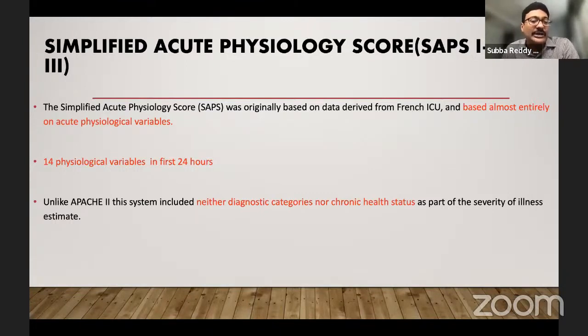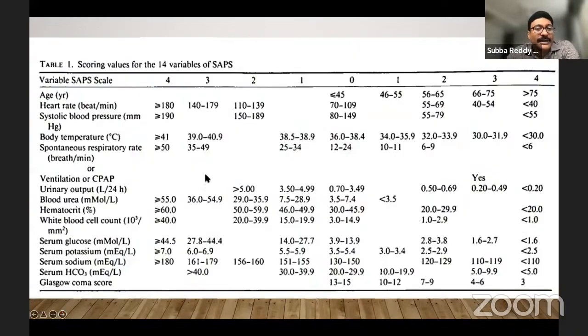There are 14 physiological variables which they monitor in the first 24 hours. Unlike Apache 2, this system included neither diagnostic categories nor chronic health status as a part of severity of illness estimate. So these are the 14 variables used in SAPS: age, heart rate, systolic blood pressure, body temperature, spontaneous respiratory rate, ventilation or CPAP, urine output, blood urea, hematocrit. Almost all the parameters are the same as Apache physiological variables. And then they have given 0 to 4 scoring. If the heart rate is high, more than 180, you will get a 4 score.